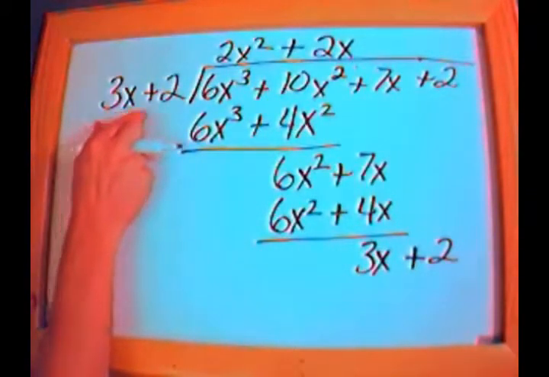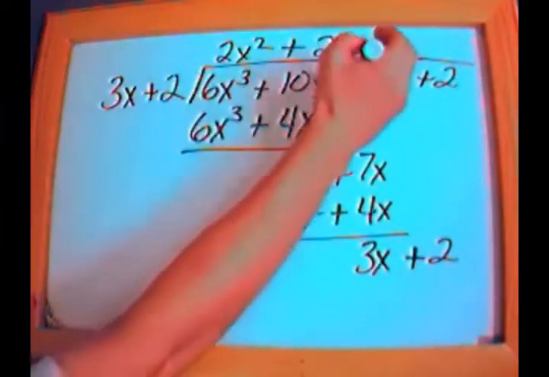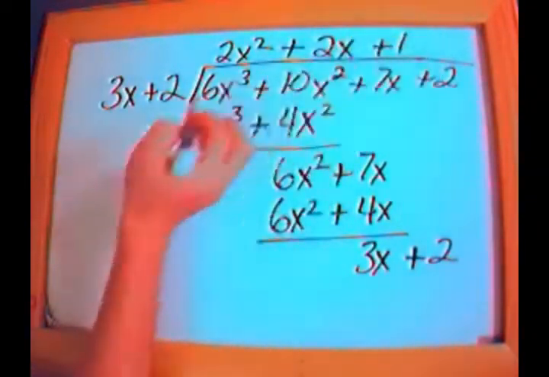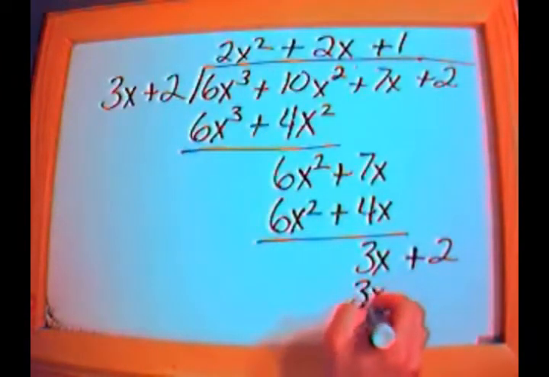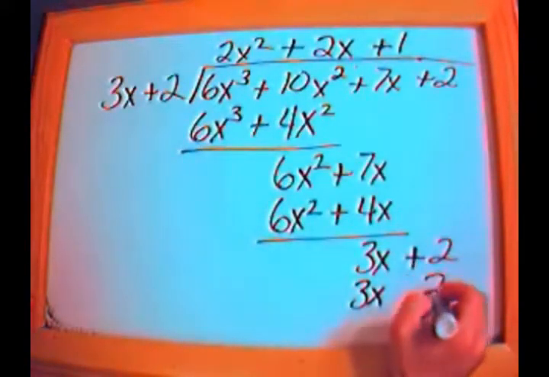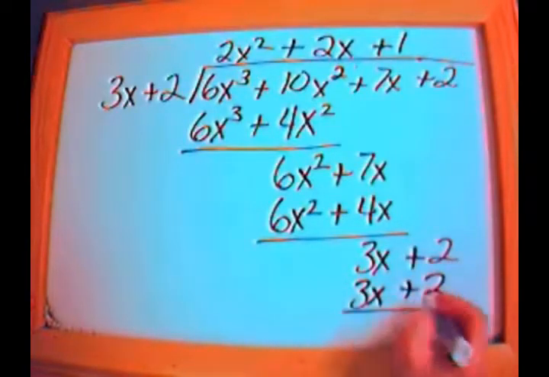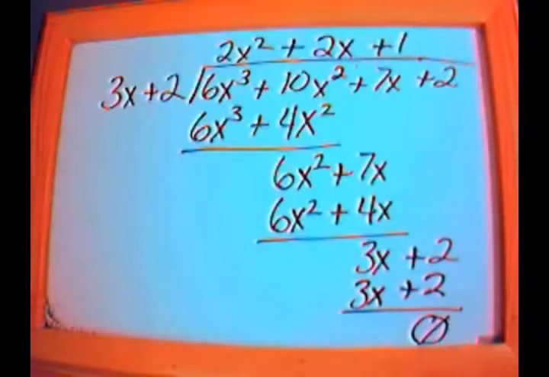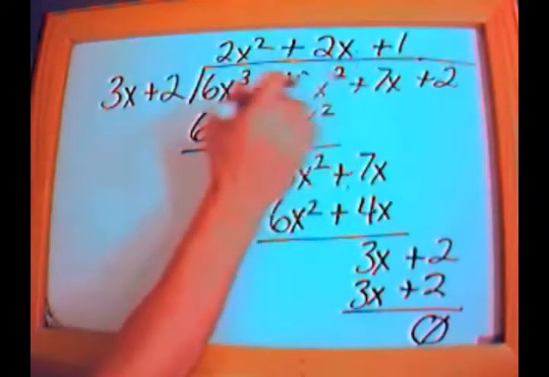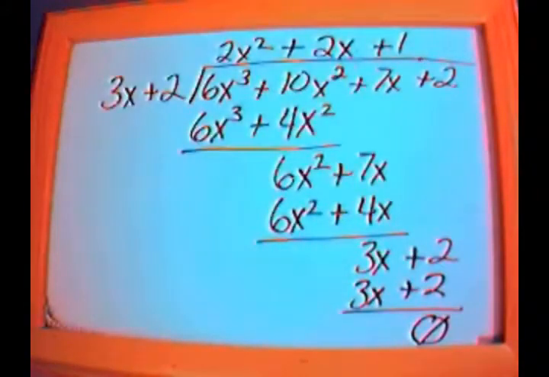Now, I just have to see how many times 3x can go into 3x. Well, it's going to go 1 time. And then I'm going to multiply 1 times 3x. It's going to give me 3x. 1 times 2 is going to give me 2. Subtract these two. 3x minus 3x is 0. 2 minus 2 is 0. So I get a big fat 0 there. So this divided into this is this big polynomial up here.